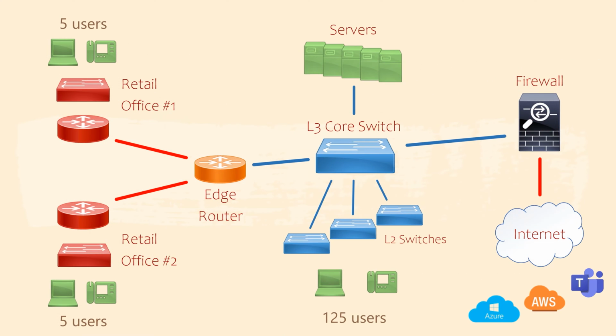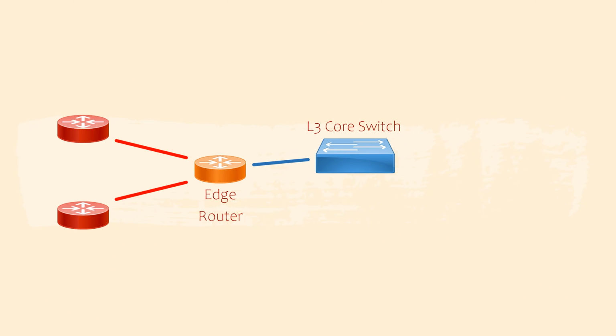Now we can take a look at the WAN links. These are network links that connect our remote sites to our main office. Usually service providers provide these links. We won't get too deep into WAN technologies in this video.